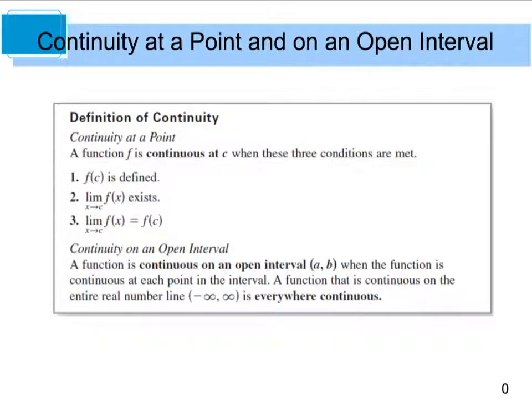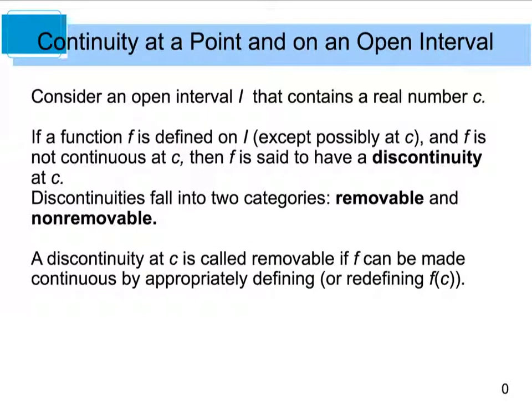So you need to make sure f of c is defined, that the limit exists, and that the limit and the point are the exact same thing. Then that would be a continuous function on the open interval, everywhere from negative infinity to infinity.